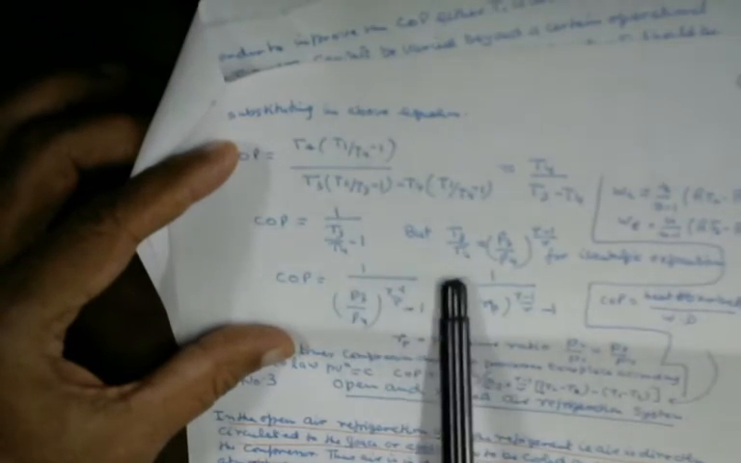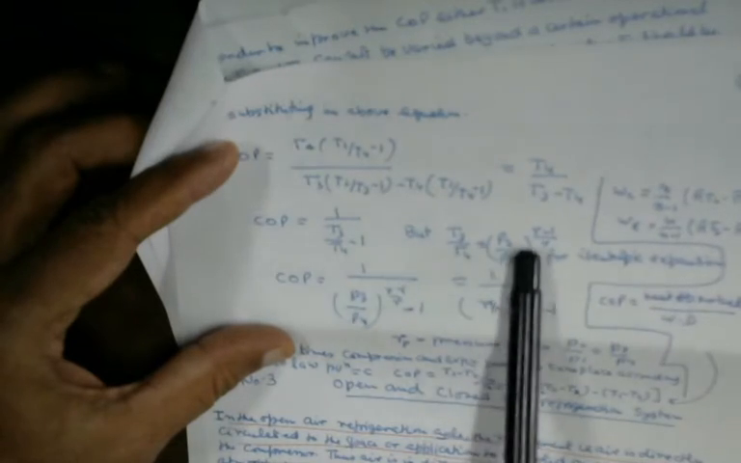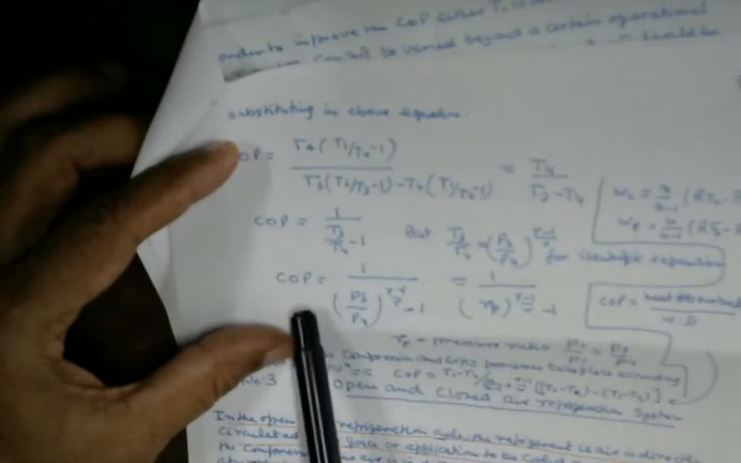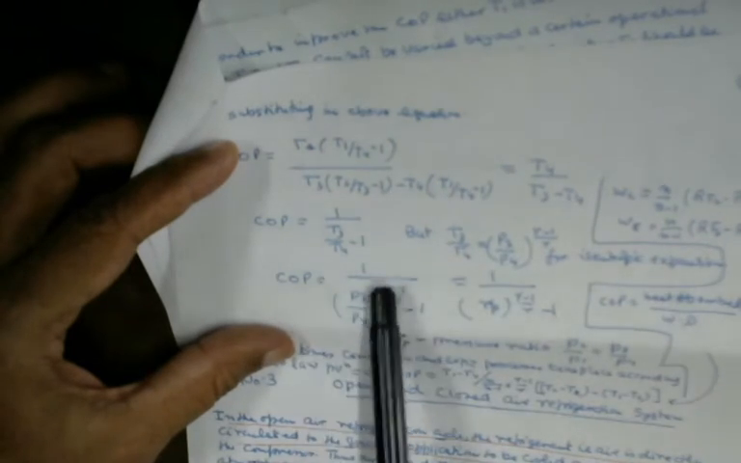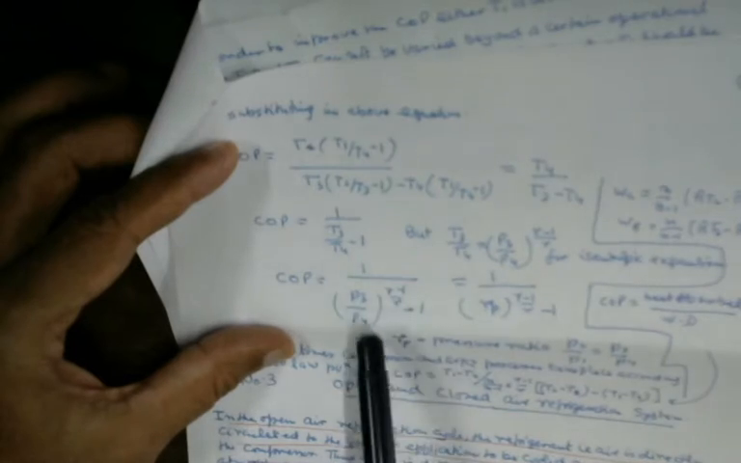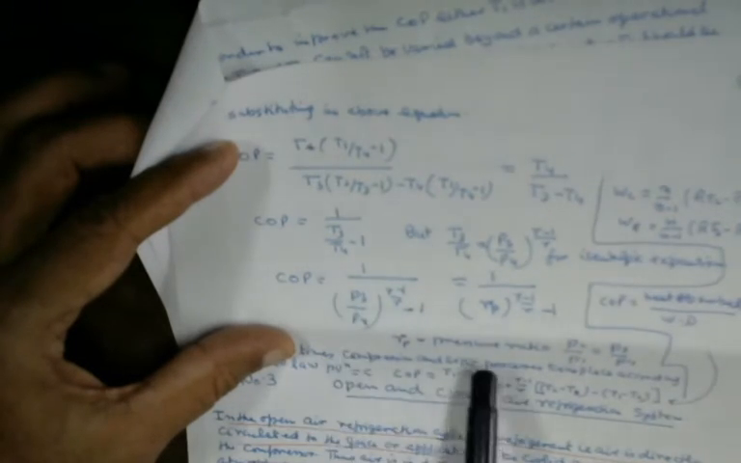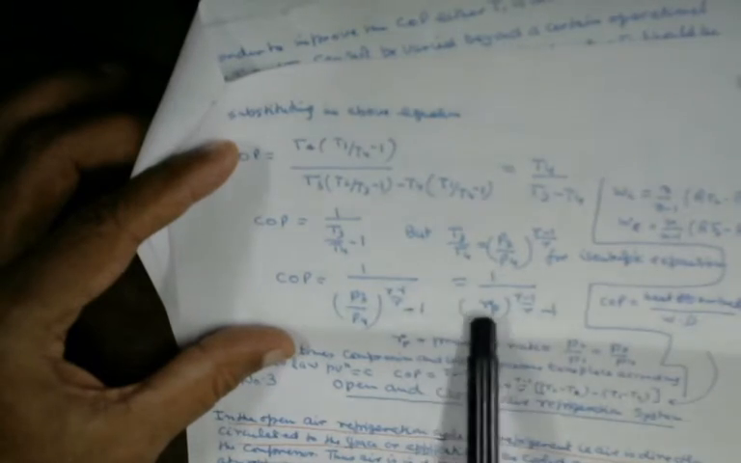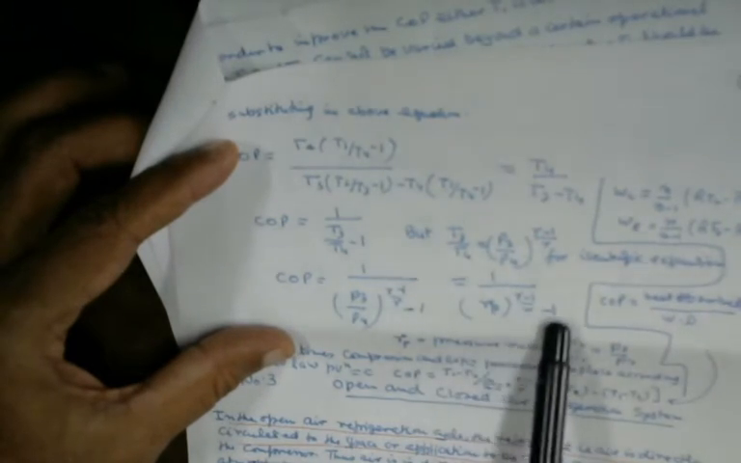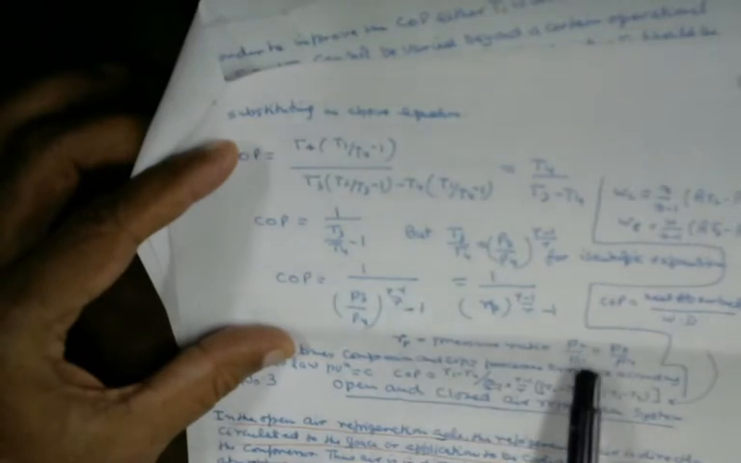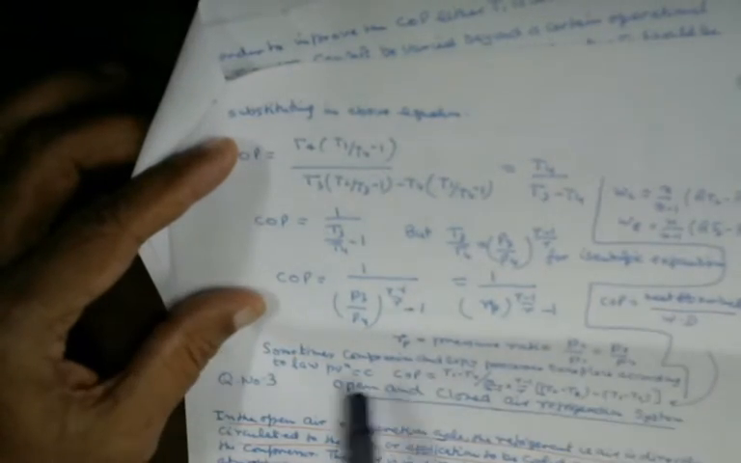But T3 minus T4 is equal to P3 minus P4 gamma minus 1 upon gamma for isentropic expansion. So we can write COP is equal to 1 upon P3 upon P4 gamma minus 1 upon gamma minus 1, and this is your pressure ratio. So we have represented by RP gamma minus 1 upon gamma and minus 1. RP is pressure ratio, that is P2 upon P1 is equal to P3 upon P4.